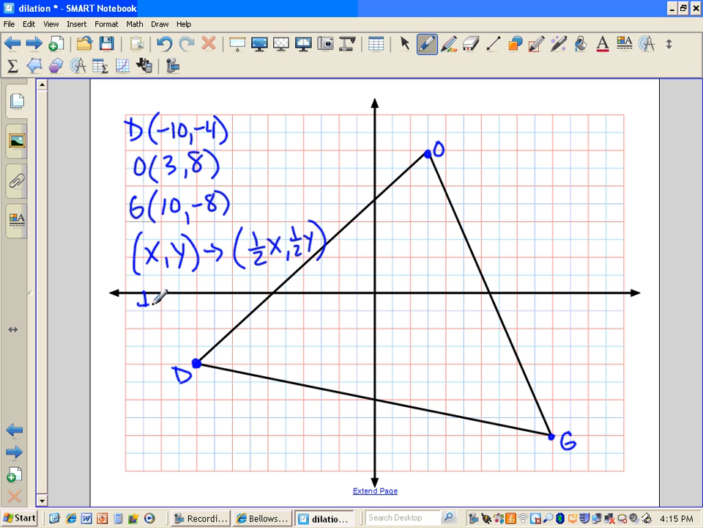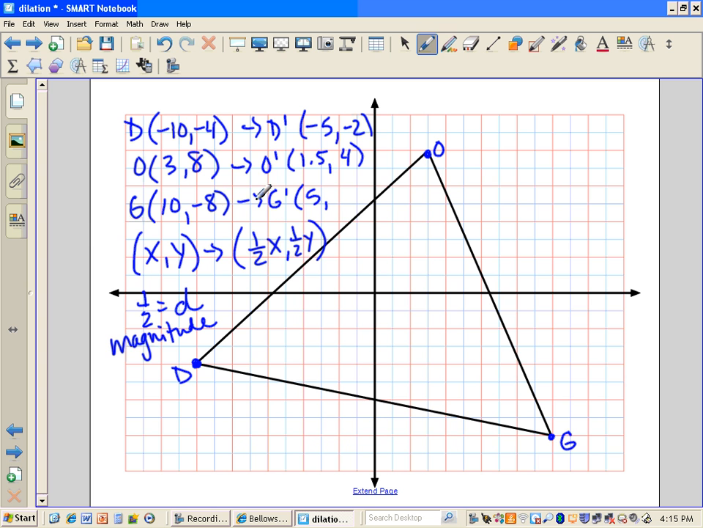So in this case, 1/2 is my D, or sometimes we call it the magnitude, or the scale factor. So D prime is going to be half of -10 is -5, and half of 4 is 2. And O prime is going to be half of 3 is 1.5, half of 8 is 4, and G prime, half of 10 is 5, and half of negative 8 is negative 4.